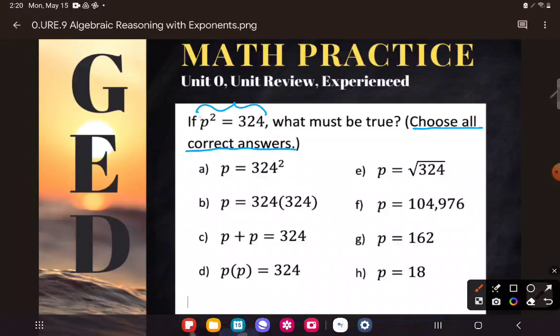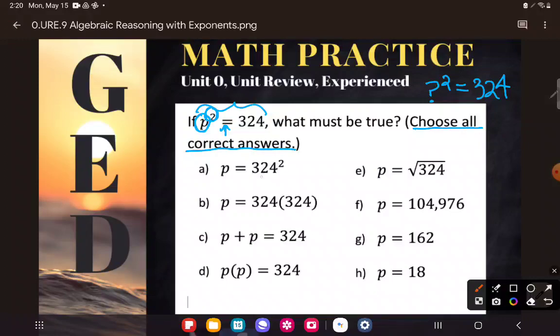What I'm saying here is there's some number p that if I square it, I get 324. So sometimes it's easier for students if you just make a question mark. There's a number that if I square it, I get 324. That's all I mean. And so let's go ahead and see which one of these must be true.